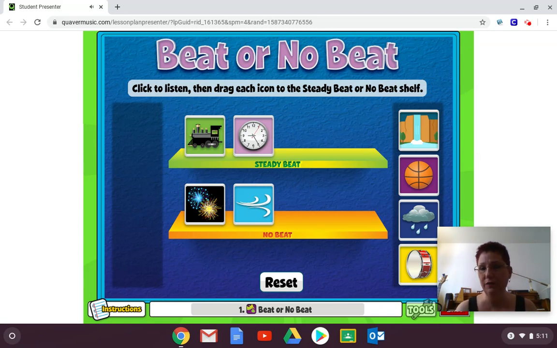Were you able to figure out the steady beats? I think you probably were on this one. This one I'm going to take a little bit faster. I'm just going to play each one more time. And then when I call on it, you're going to yell through the screen and tell me no beat or steady beat. Okay, so I'm going to play it and then you're going to tell me. Here we go. Okay, on the count of three, you either have to say steady beat or no beat.